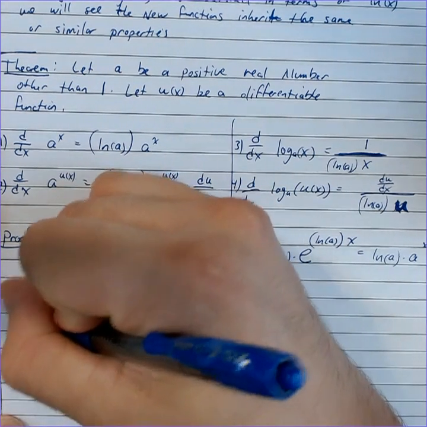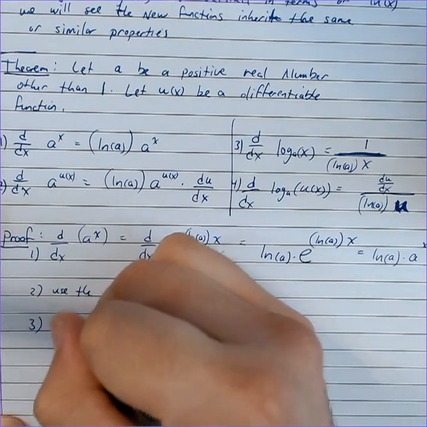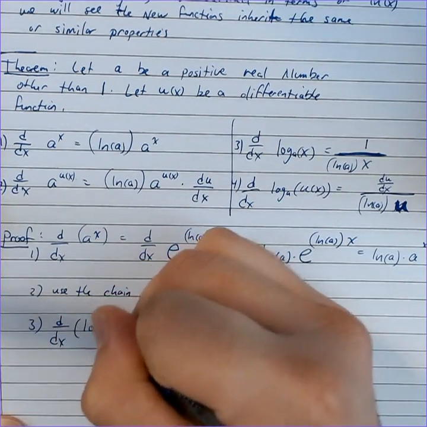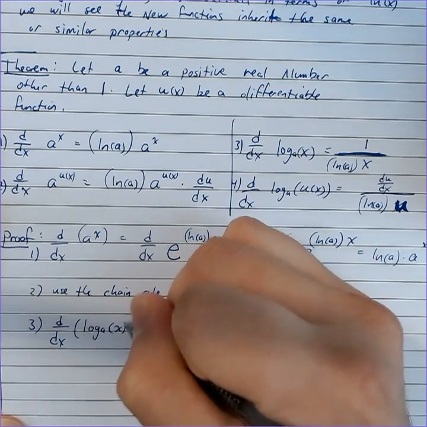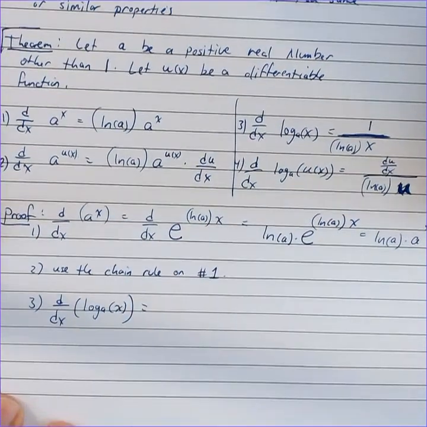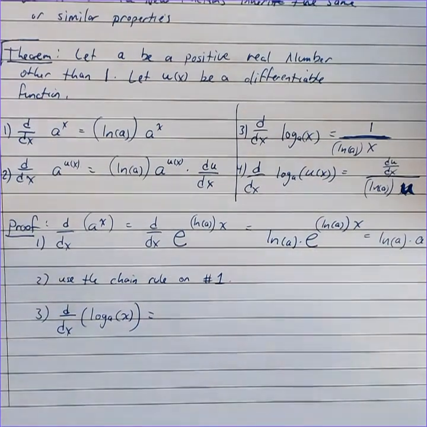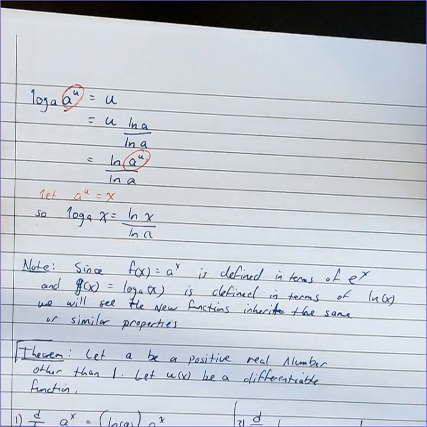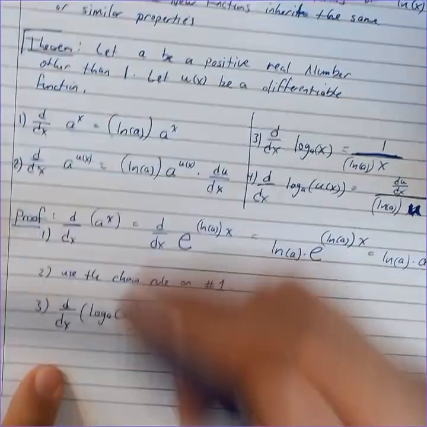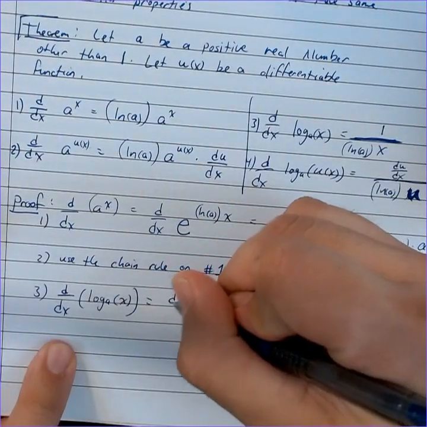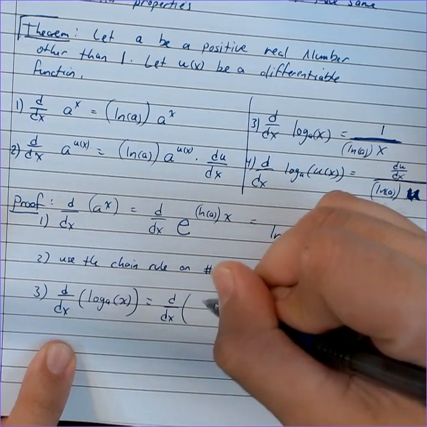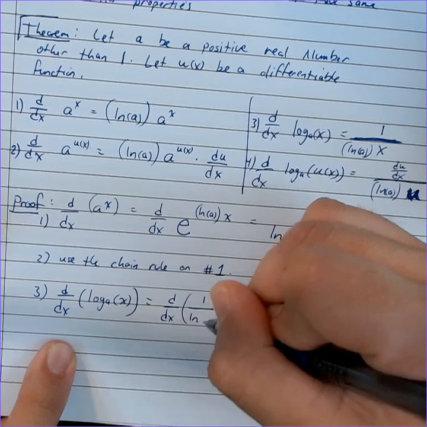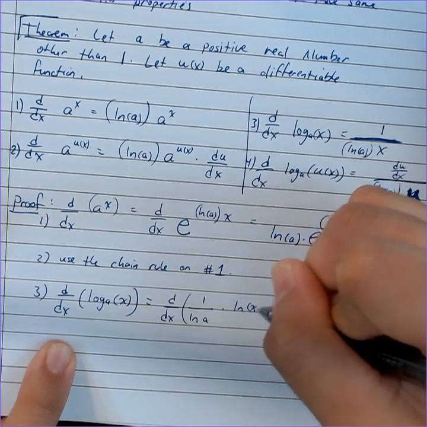All right, so we'll take a look here. Number 3, we want to find the derivative with respect to x of log base a of x. Well, I don't know anything about log base a other than its definition. You'll find that oftentimes the definition is all you really ever need. Here we go. Log base a of x is natural log of x over natural log of a. So let's go ahead and write that. Finding the derivative of this is the same as looking for the derivative with respect to x of 1 over the natural log of a times the natural log of x.